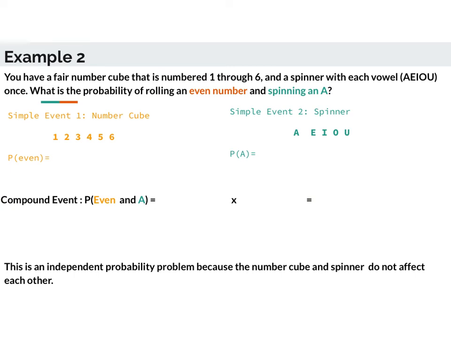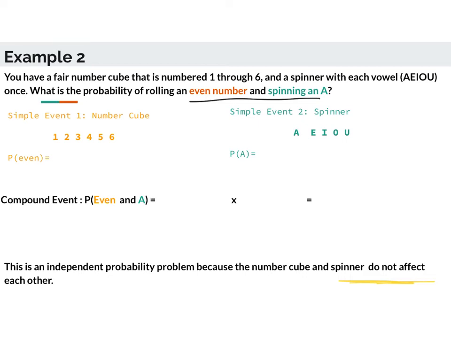Here, we're going to look at a second example. You have a fair number cube that is numbered 1 through 6, and a spinner with each vowel A, E, I, O, and U once. What is the probability of rolling an even number and spinning an A? So this is an independent probability problem because the number cube and spinner, they don't affect each other.